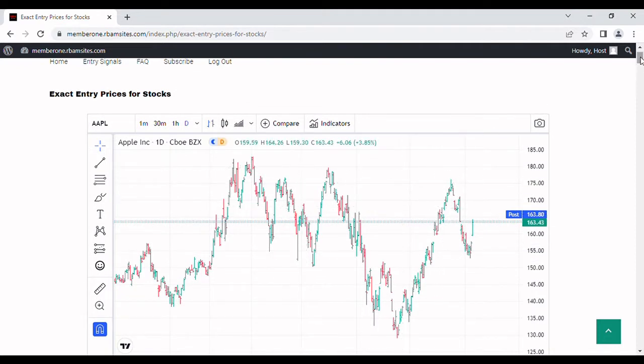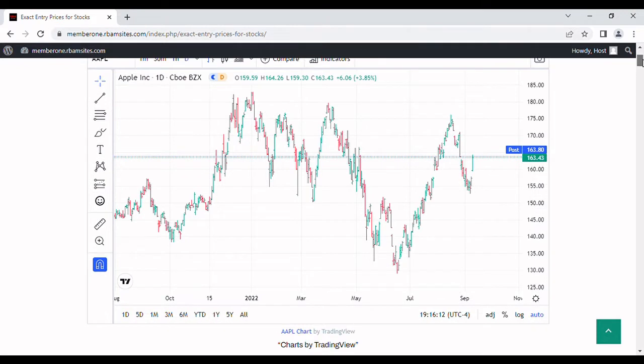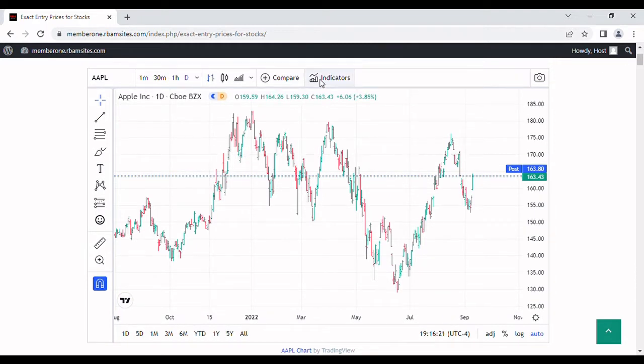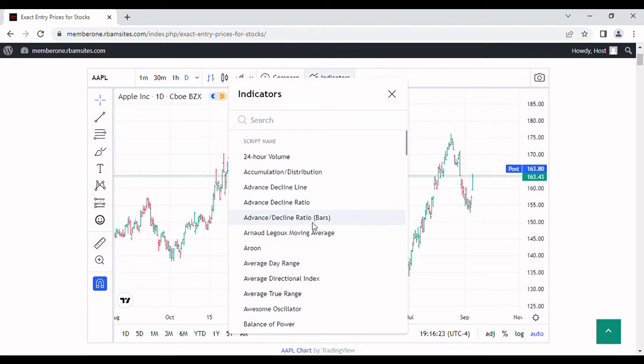The first thing you need to do is get yourself access to a charting program. This one's from TradingView, and you can get it for free. You can go over to tradingview.com and get it for free and set yourself up with a good trading service like this one. And again, this one's free.